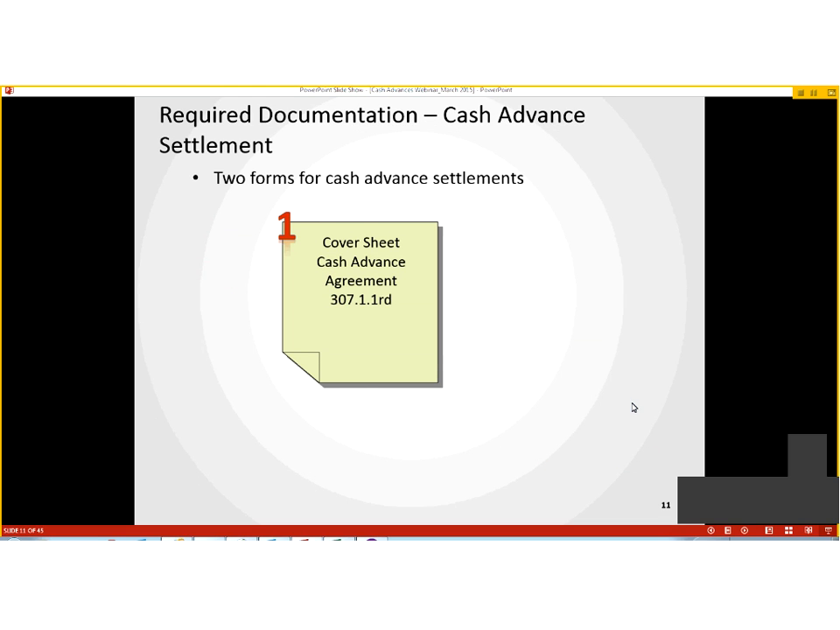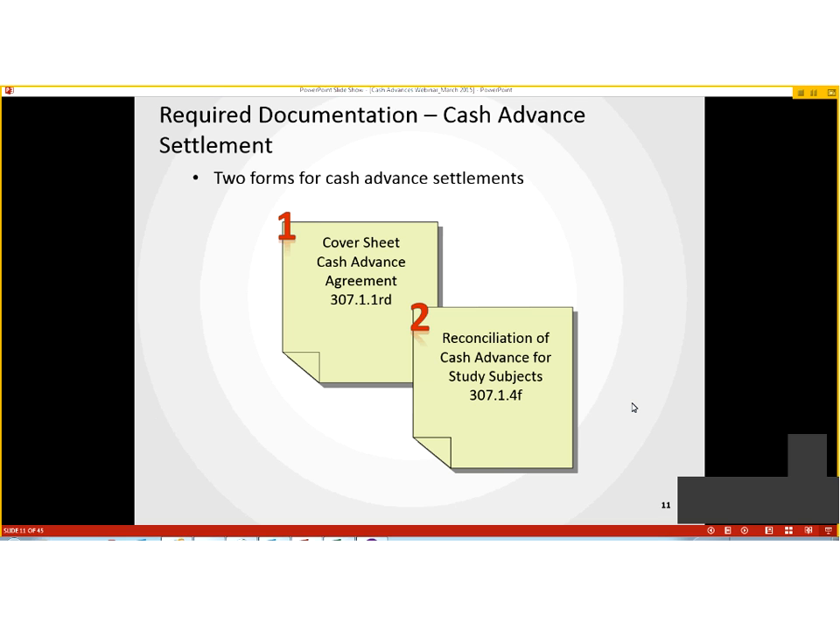And then for the settlement, you have to use the cover sheet for the cash advance agreement, which has some other things that you have to attach to it, and that's included on the cover sheet. And then the reconciliation of cash advance for study subjects. And I do have the link out to these documents available for you.